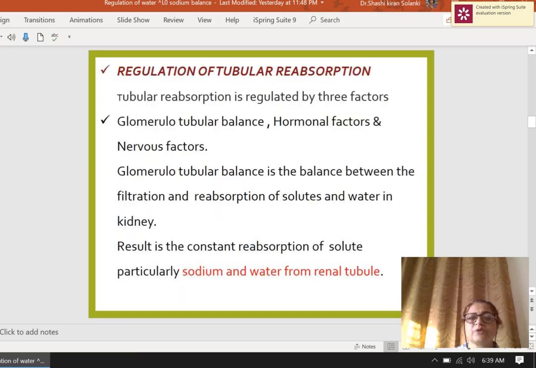Regulation of tubular reabsorption: how is this process regulated? To regulate reabsorption in the renal tubules, there are three factors behind it, that is, how much sodium is to be reabsorbed and how much is to be secreted. First is tubular balance. It is the balance between the filtration and reabsorption of solutes and water in the kidney. The result is constant reabsorption of solutes, particularly sodium and water, from renal tubules.